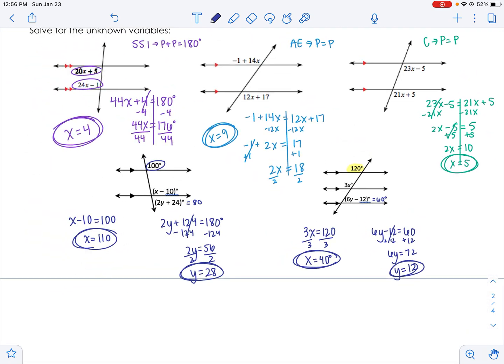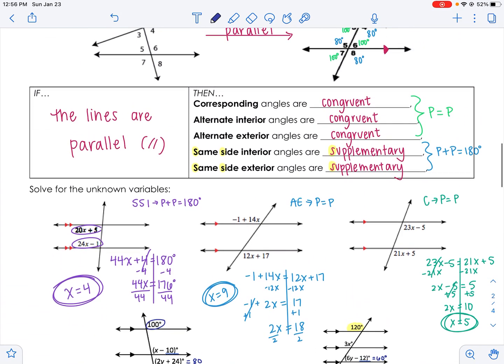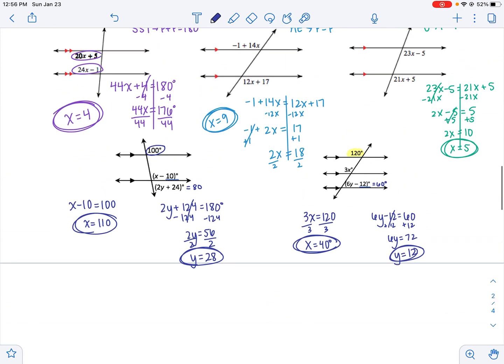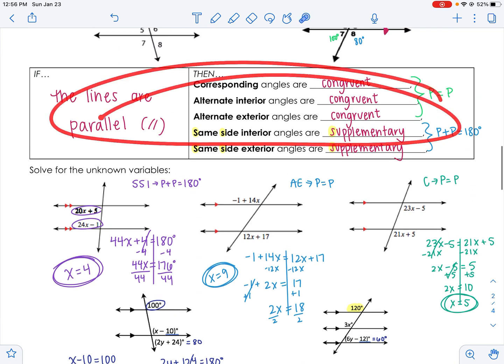So even if you get stumped on the vocabulary, look at the picture and ask yourself, would it be part equals part or part plus part equals 180? Those are going to be your only 2 options on these problems. And you have this little cheat chart if you need it.